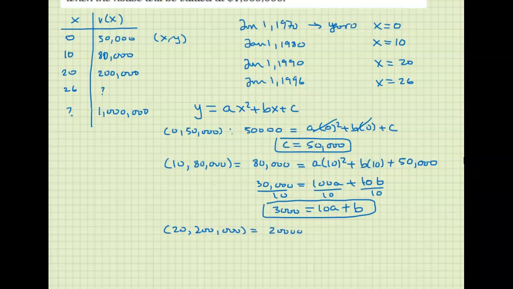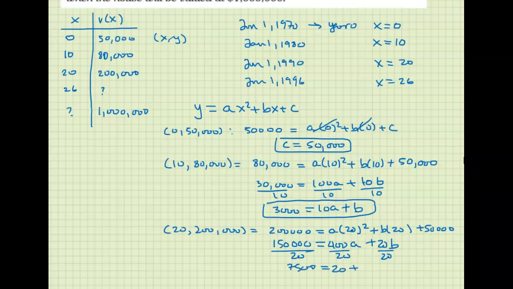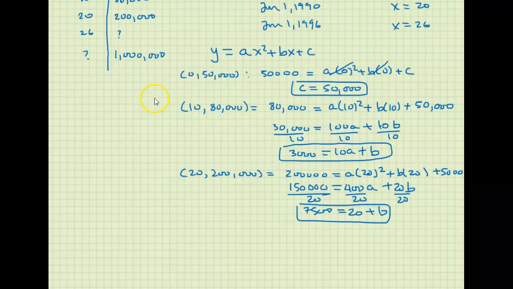So we have 200,000 equals a times 20 squared plus b times 20 plus 50,000. Subtract 50,000 from both sides, so we get 150,000 equals 400a plus 20b. Divide everything by 20. So we have 150,000 divided by 20 is 7,500 equals 20a plus b. Okay, so we have another equation for a and b. Okay, now we can solve these.